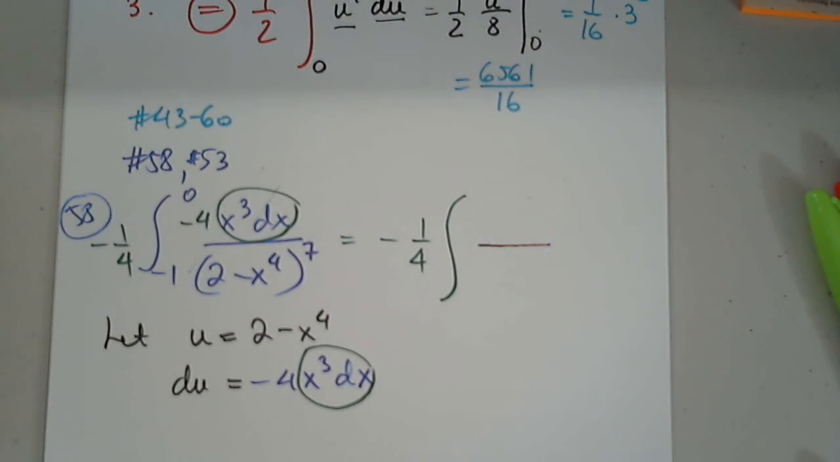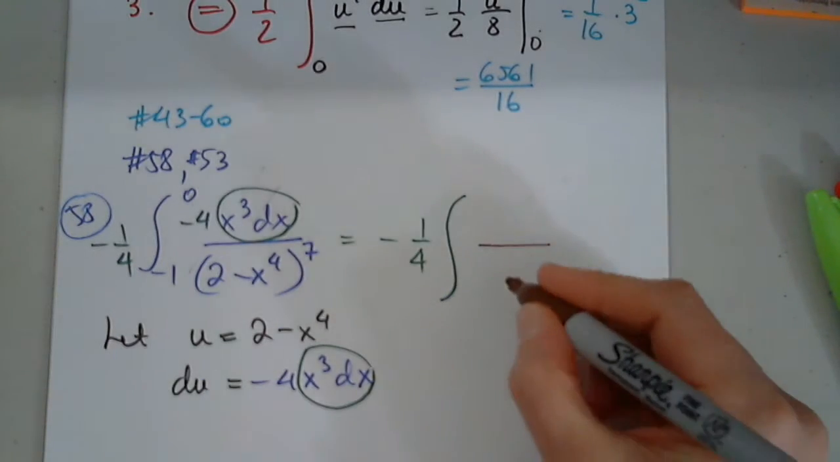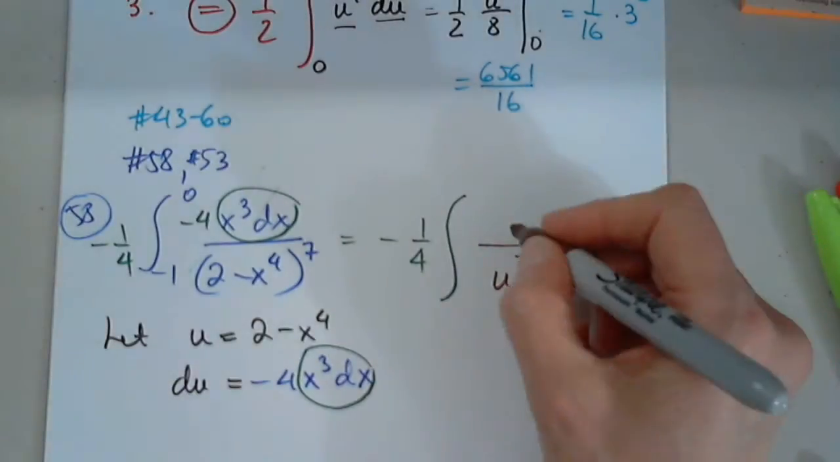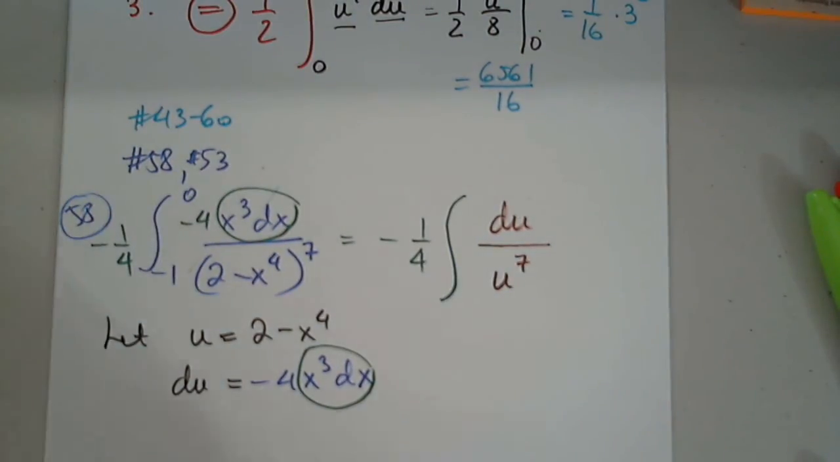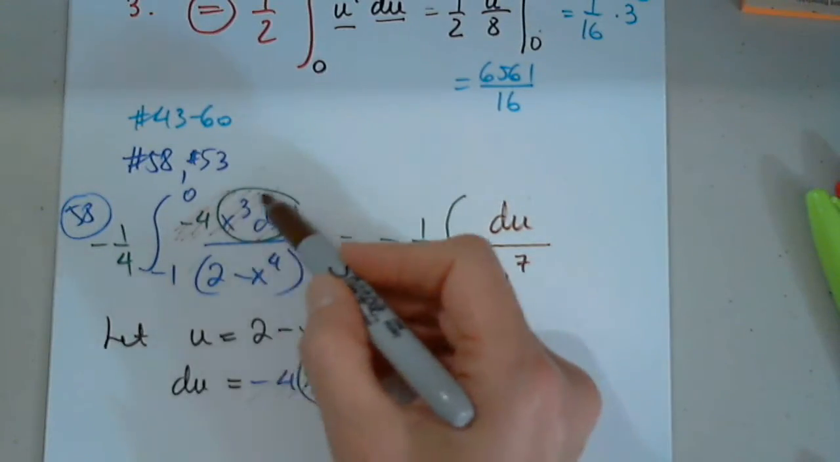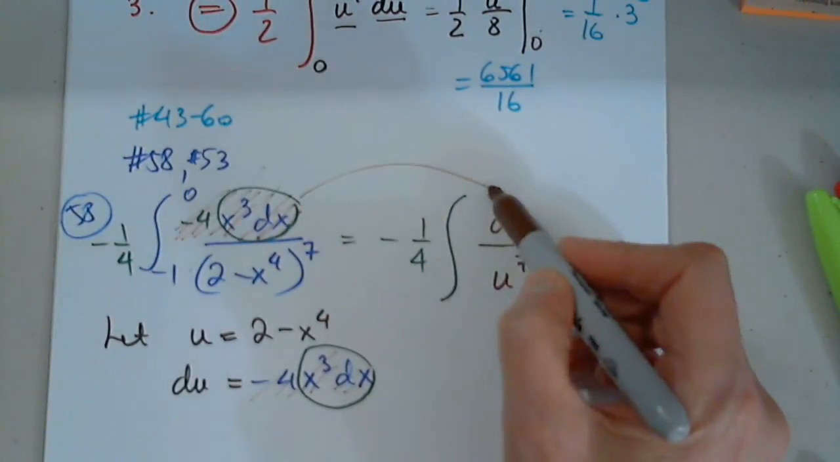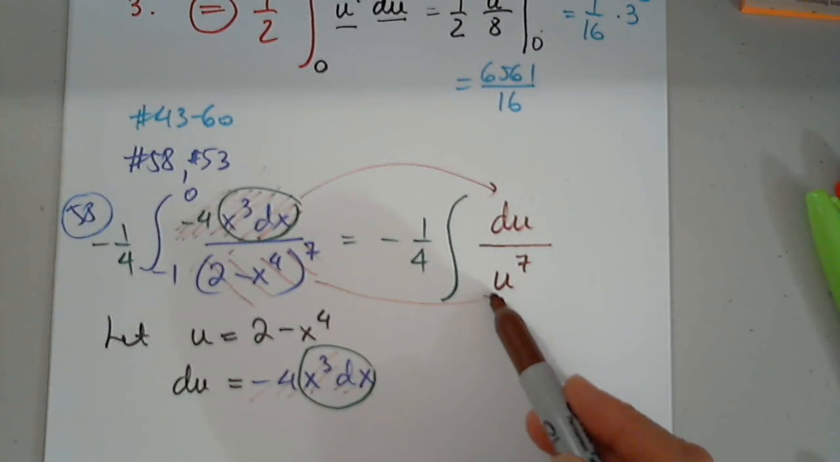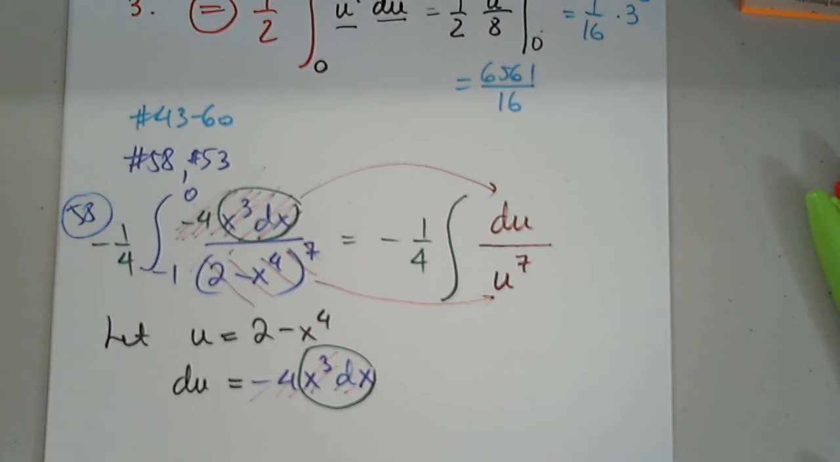Let's start with the denominator. What will the denominator be replaced by? U to the 7th, of course. And du would be in the numerator. It will be du in the numerator, and it's done. Because negative 4 is here, x to the third is here, dx is here. So all this gets replaced by du. All this gets replaced by u to the 7th. And the constant stays outside.